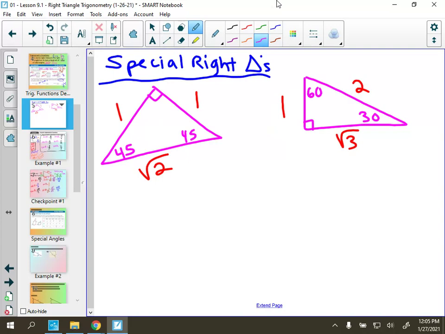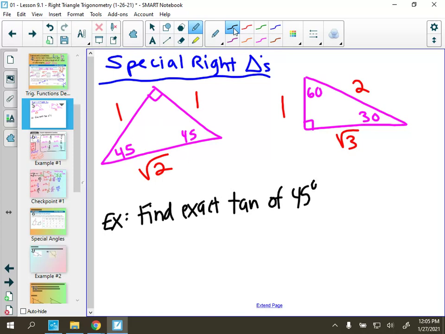So one thing, I don't have an example set up for it, but one thing I might ask you is, just as a kind of mini example, find the exact tangent of 45 degrees. Exact, not a decimal. What is the exact tangent of 45 degrees?